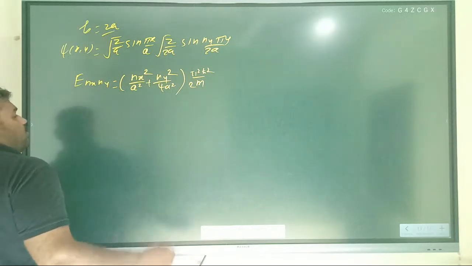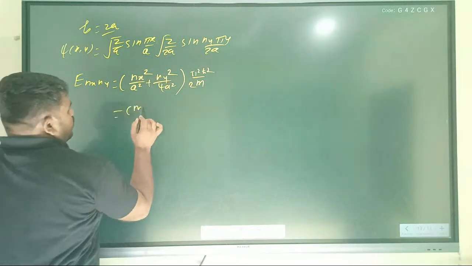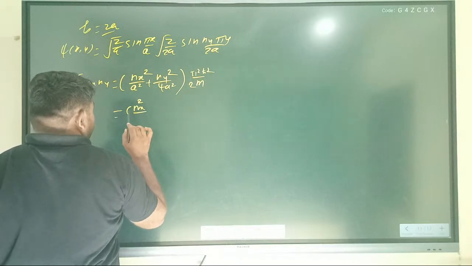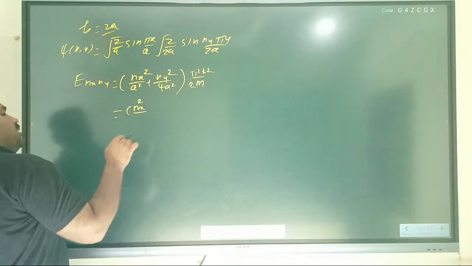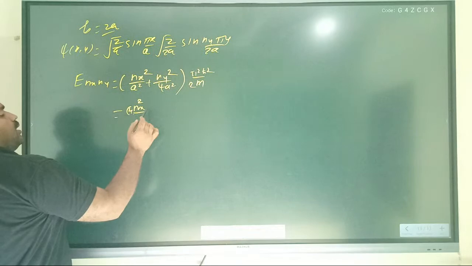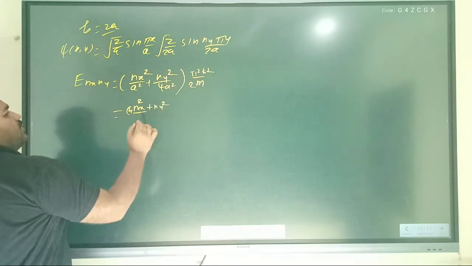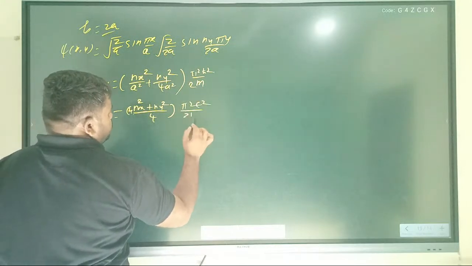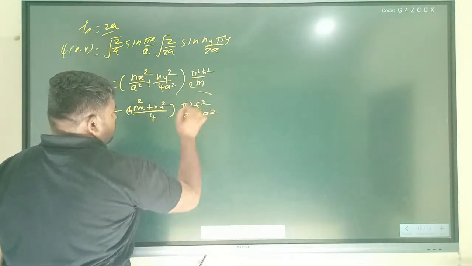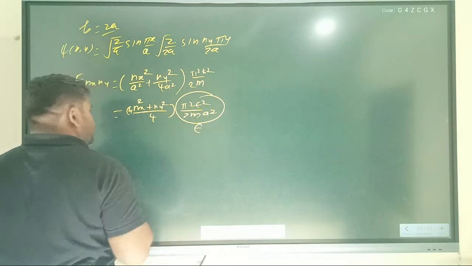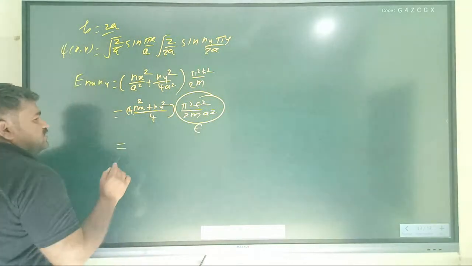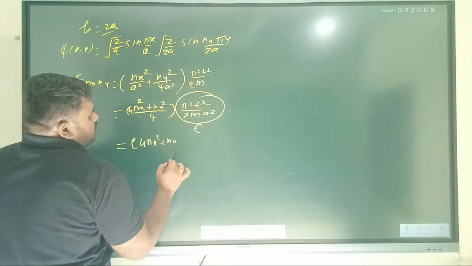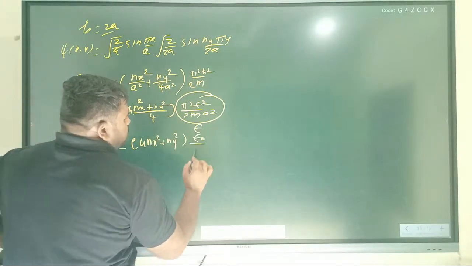A square also comes out common. Then this equation becomes nx square, or we can divide by 4 and multiply by 4. Then this equation becomes 4 [nx square plus ny square] bracket complete upon 4 into pi square epsilon naught square upon 2m a square. Okay, and this part is nothing but epsilon naught. Means this equation becomes [4 nx square plus ny square] bracket complete into epsilon naught by 4.